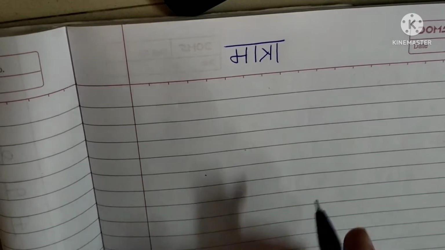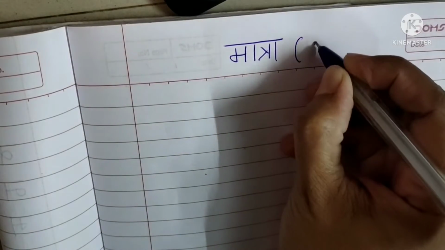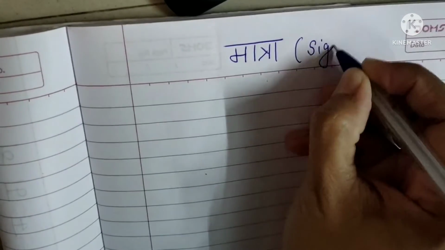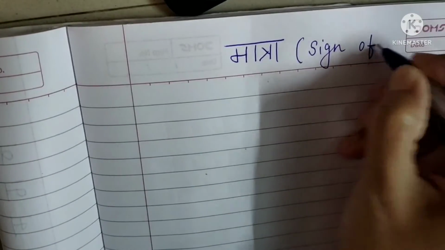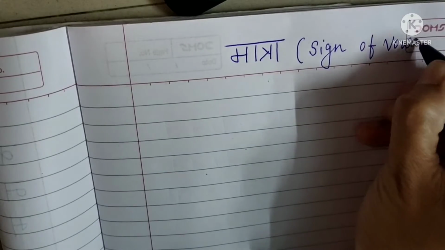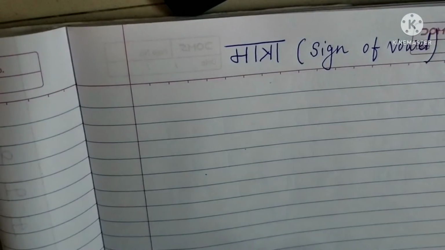So what is matra? Matra is basically the sign of a vowel. Sign of a vowel. That is called matra.